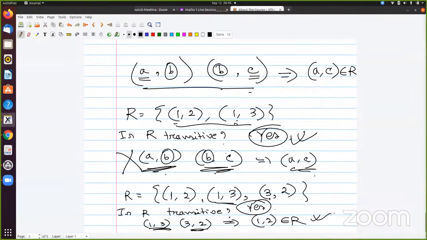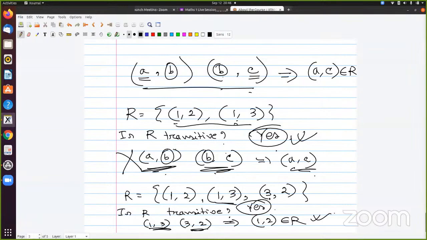How many pairs are there inside R? Just answer this question. How many pairs are inside R? There are 2. So this R is transitive, right?